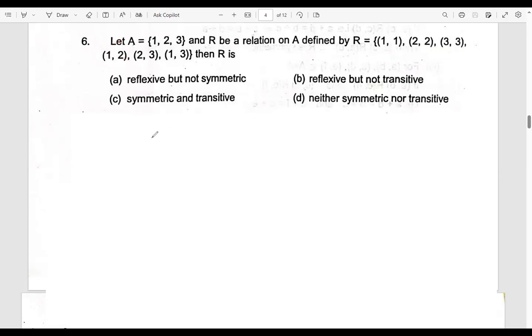So clearly, this is reflexive. Now, it is not symmetric. Now, coming to the transitivity. Okay, so we have an option reflexive but not symmetric, so we can say that this is correct.